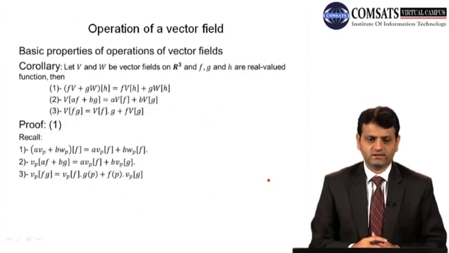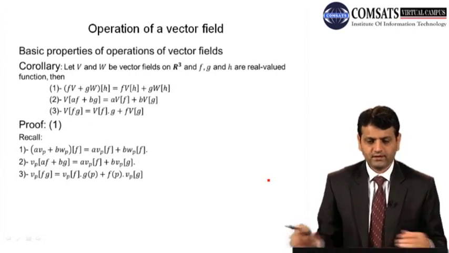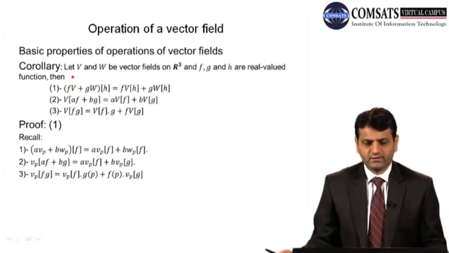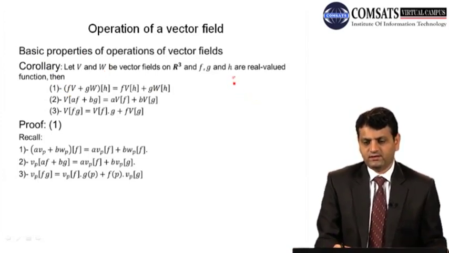Now, before going to the exercise, we can have a look at some basic properties of operations of vector fields, which will help us in calculating the directional derivatives and the operation of a vector field on a function, which is again a function. So the first part is, if v and w are any vector fields on R3 and f, g, h are real valued functions, so f, g, h are basically functions from R3 to R.